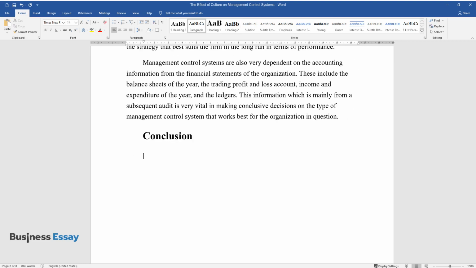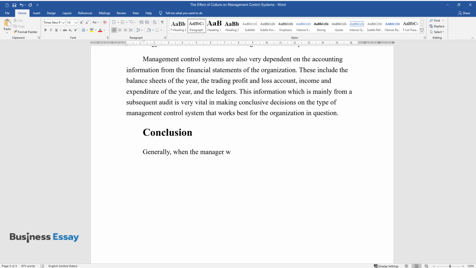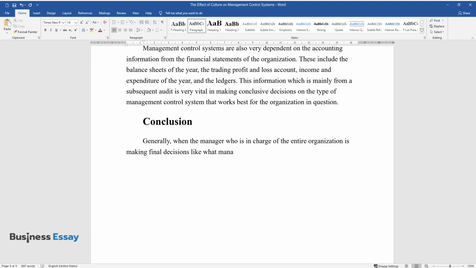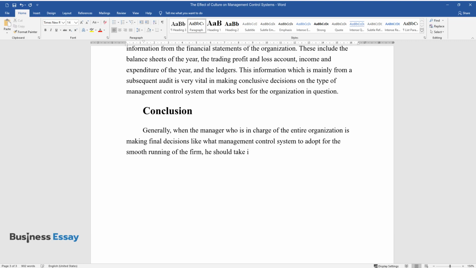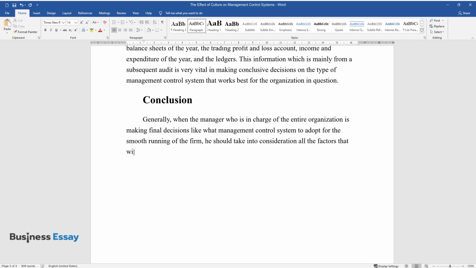Conclusion. Generally, when the manager who is in charge of the entire organization is making final decisions like what management control system to adopt for the smooth running of the firm, he should take into consideration all the factors that will affect the system that he or she chooses to work with.